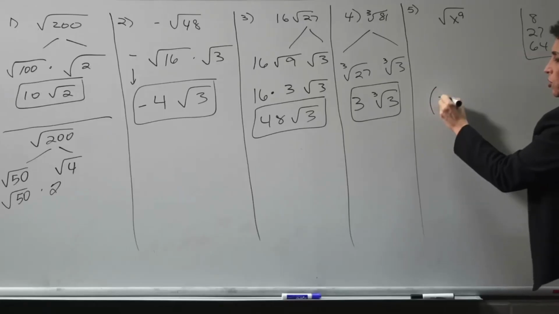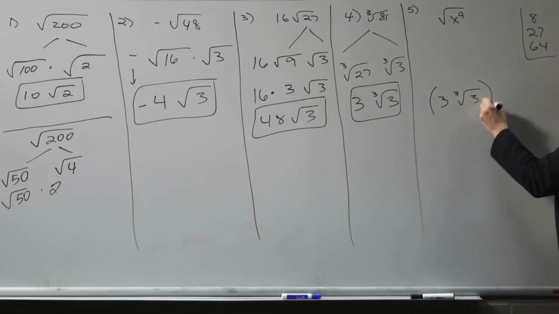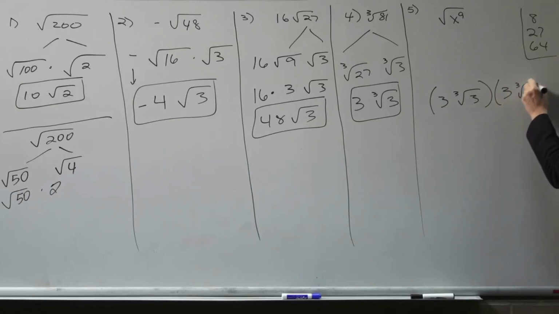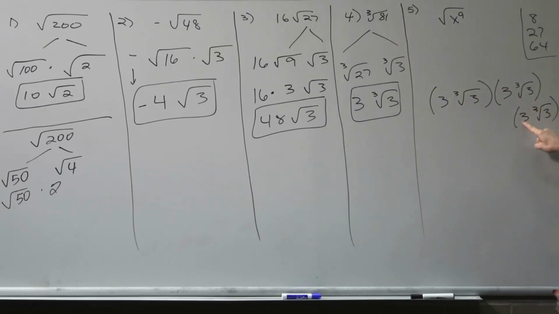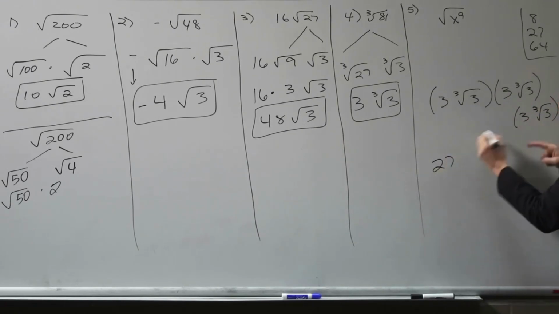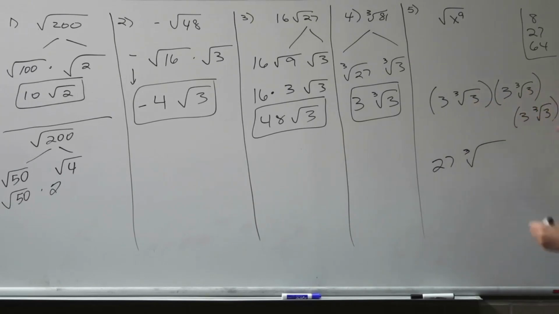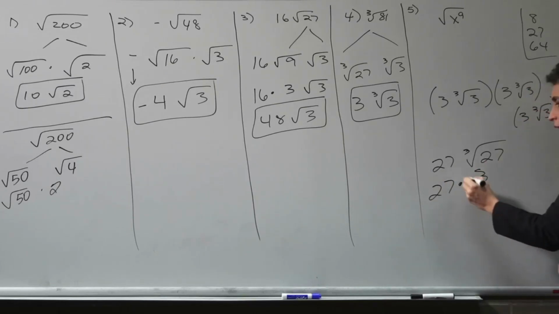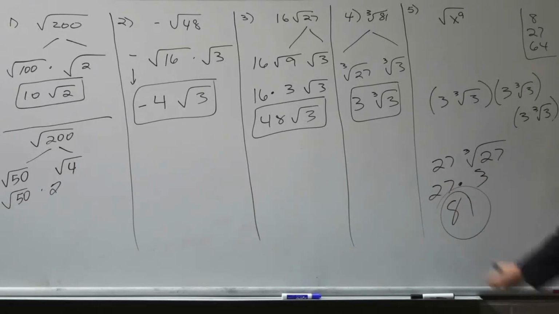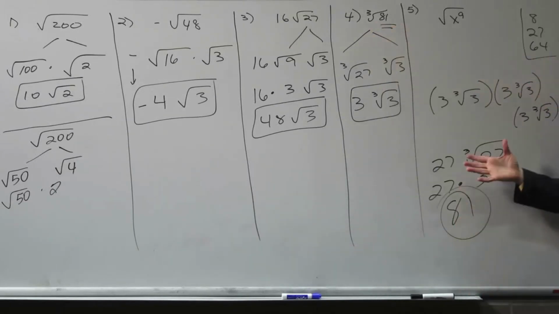Watch. Here's what this means, remember. Haven't done it with a cube root yet. It means if I multiply this by itself 3 times. I'm going to do this down here. 3 times 3 times 3, 27. Times the cube root of, inside, 3 times 3 times 3, 27. This is 27 times the cube root of 27 is 3. 27 times 3 is 81. Awesome. Got it. See, it works.